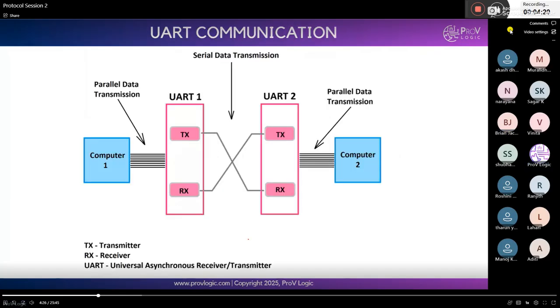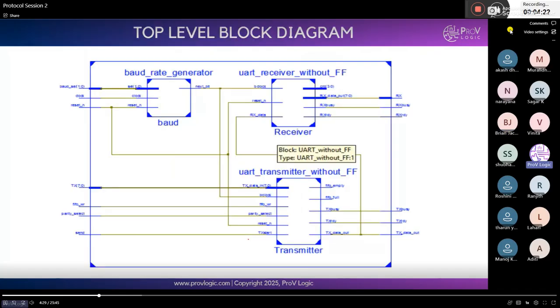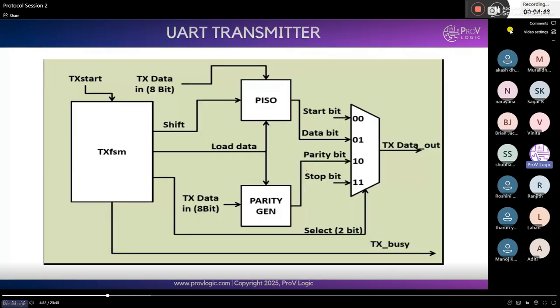Next, this is the top level block diagram for the UART protocol. The top level will have a UART receiver, transmitter, and baud rate generator. These three we need to design in RTL. Next week we are going to design these three in RTL using Verilog HDL. Today we will complete the block diagrams. We'll try to understand the block diagram of each. So this is the transmitter block diagram.